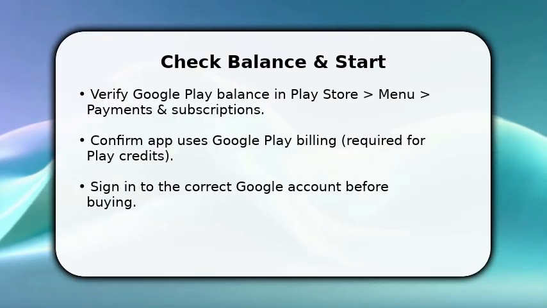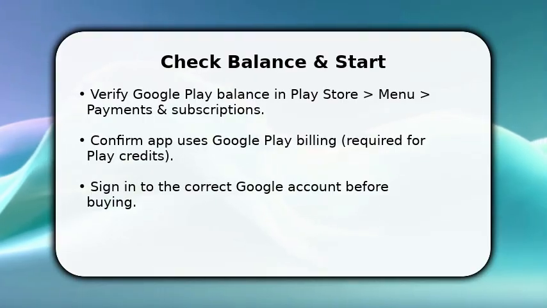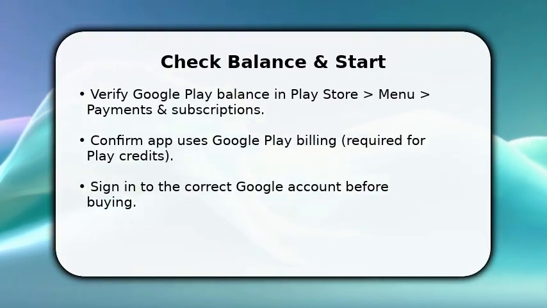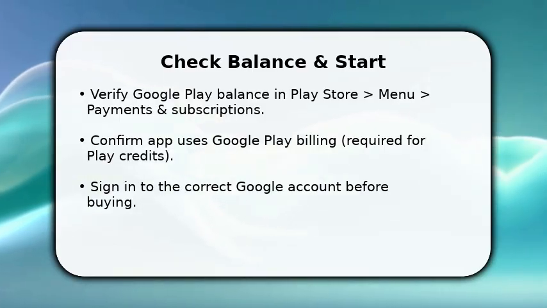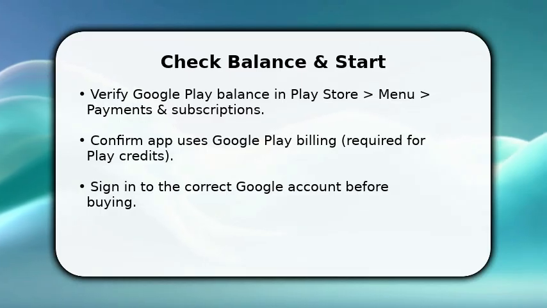You begin by confirming you have usable Play credits. Open the Play Store and check payments and subscriptions to see your balance. Once done, make sure the app you want purchases from uses Google Play billing, because only those accept Play credits.